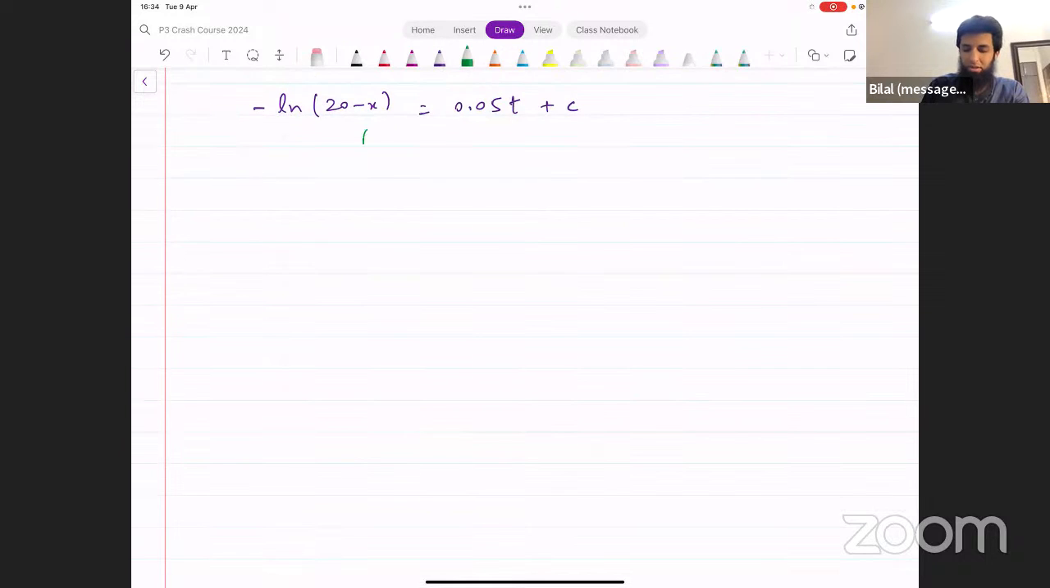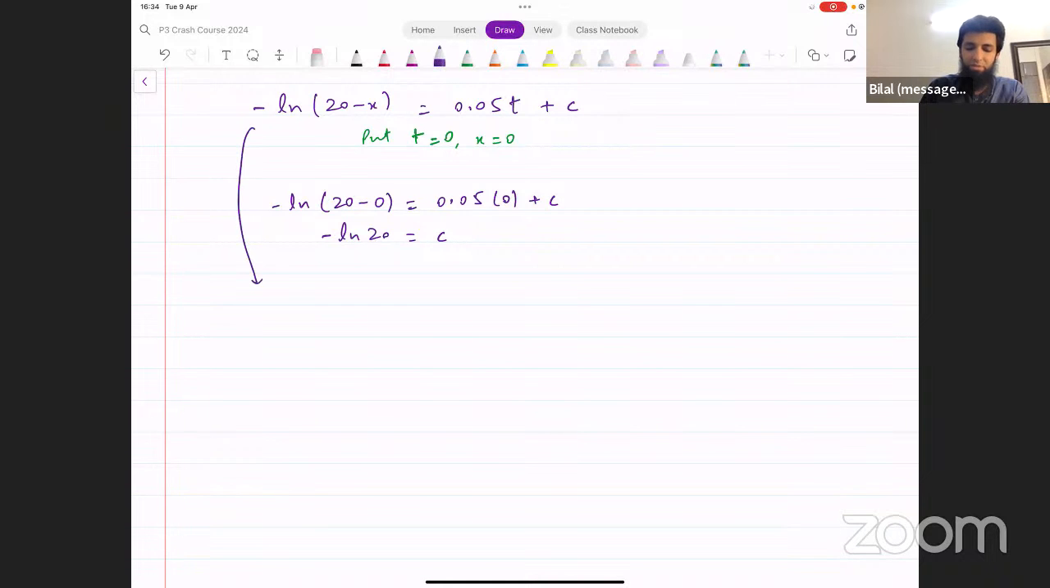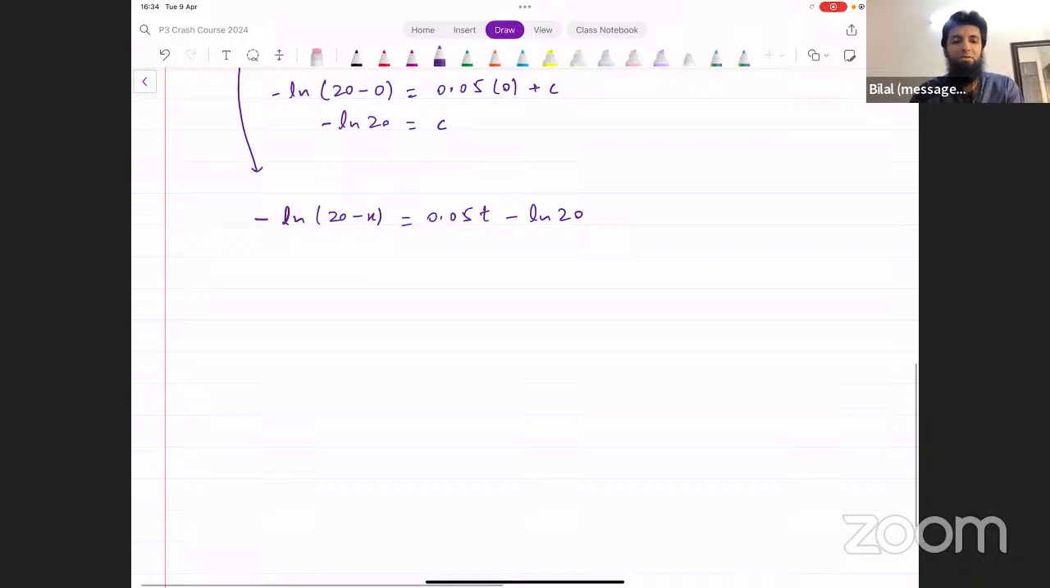You put t equal to 0 and x equal to 0. And see what that gives you. Minus ln of 20 minus 0, that equals 0.05 into 0 plus c. Now c equals minus ln of 20. So what does that equation become now? Minus ln of 20 minus x equals 0.05 into t minus ln of 20. And that's your solution.